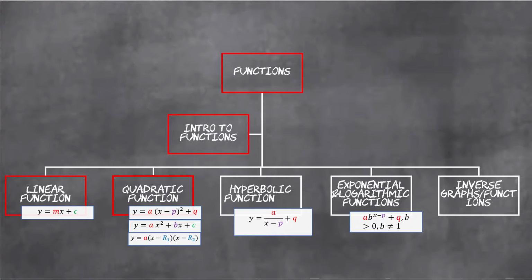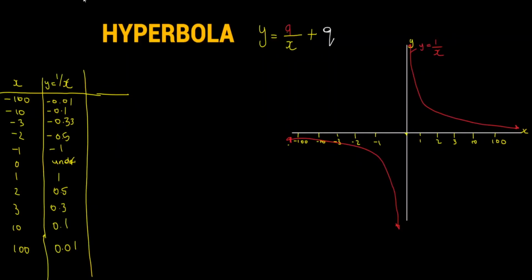Welcome back to another lesson. In today's lesson, we're going to learn about hyperbola. So now we're going to build it from the basic hyperbola, which is y equal to a over x, and we're going to add plus q. In this session, we're going to evaluate what is the impact of the parameter q. What does it do to the shape of the hyperbola?